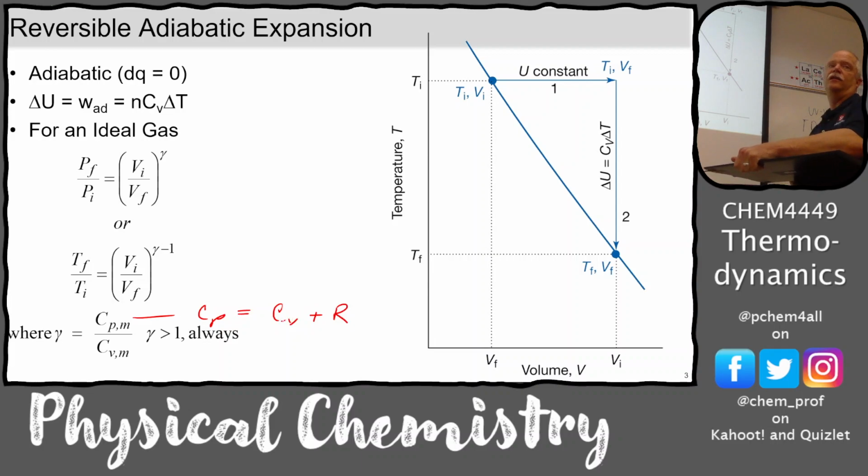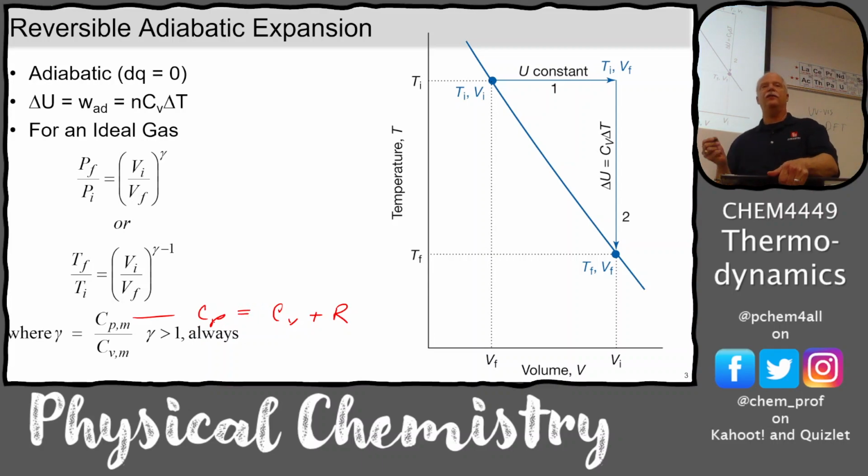So it's always greater than Cv. And so gamma is always greater than 1. The question is just how much greater than 1 is it? Because different kinds of gases are going to have different CVs.